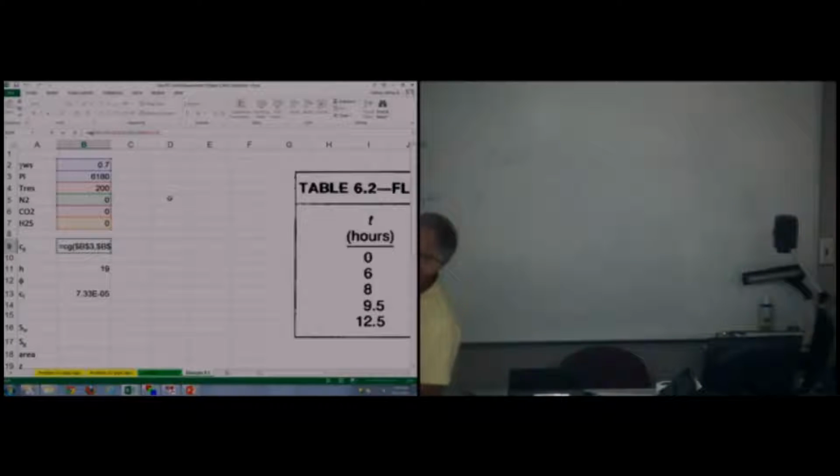Now, what is the relationship between gas compressibility and total system compressibility? It's one part of it. It is one part of the three. You have formation, gas, and then liquid.